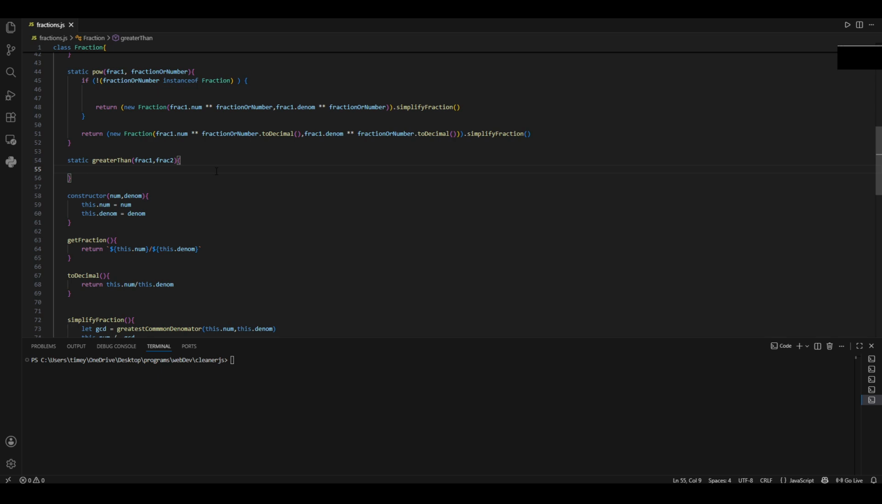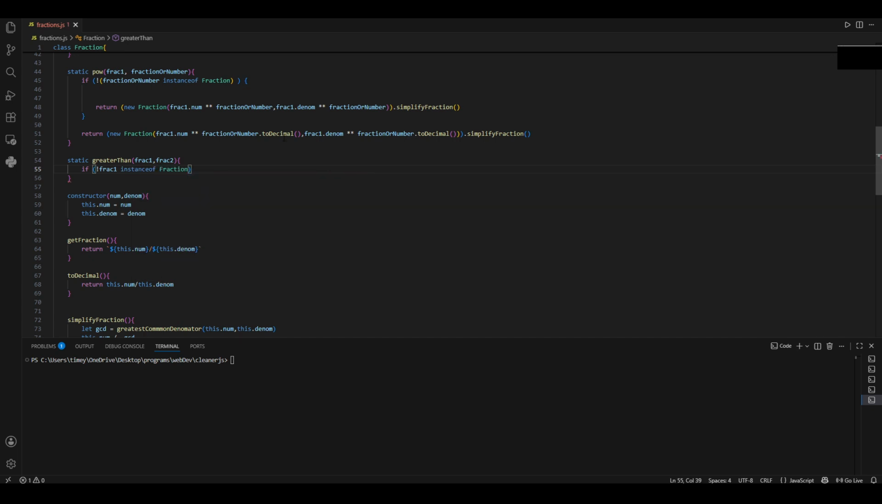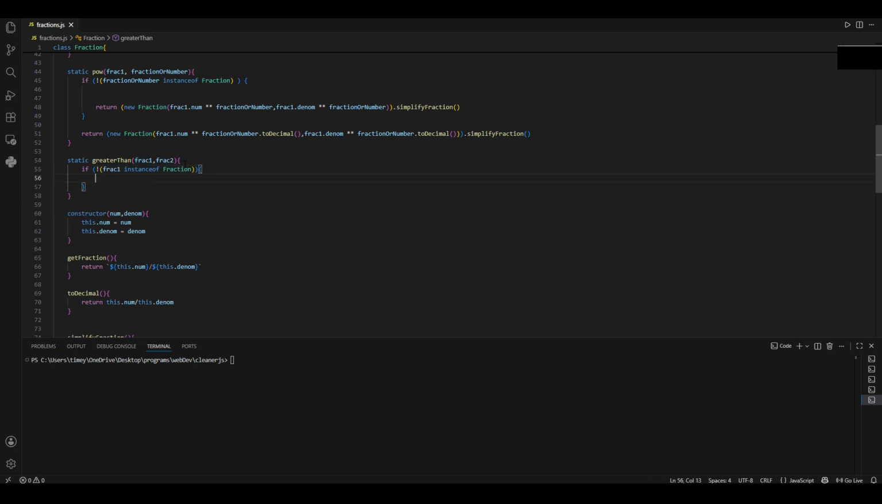I think what I'm gonna do is, if frac 1 is not an instance of fraction, then frac 1 equals fraction 1, 1. So basically, if it's just a whole number, we're gonna put it into fraction notation. And same thing with fraction 2.